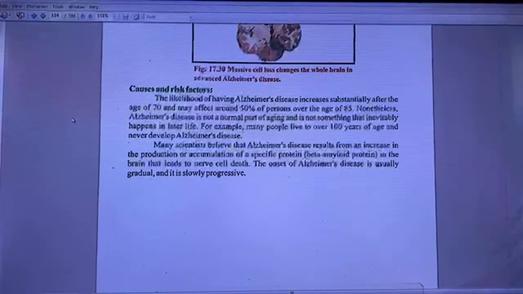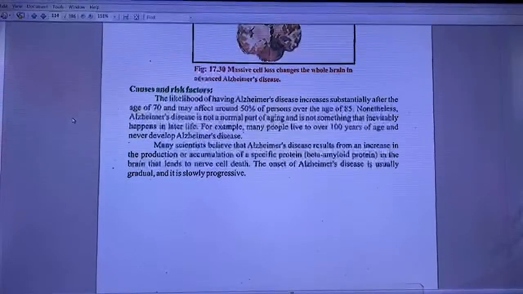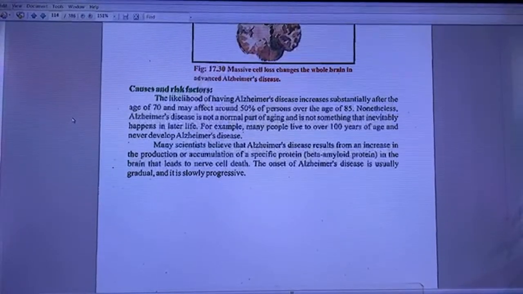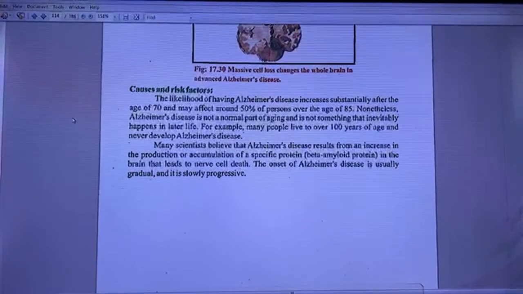Many scientists believe that Alzheimer's disease results from an increase in the production and accumulation of a specific protein, beta amyloid protein, in the brain that leads to neuron cell death. The onset of Alzheimer's disease is usually gradual and is slowly progressive.